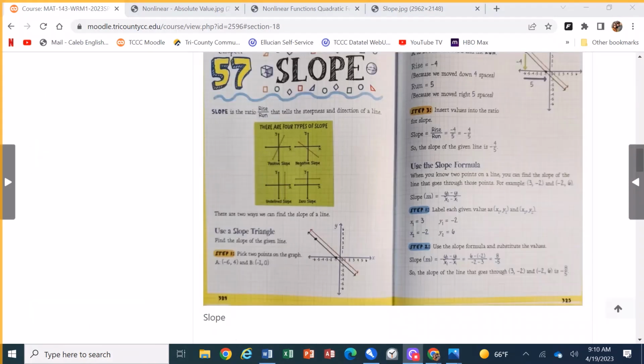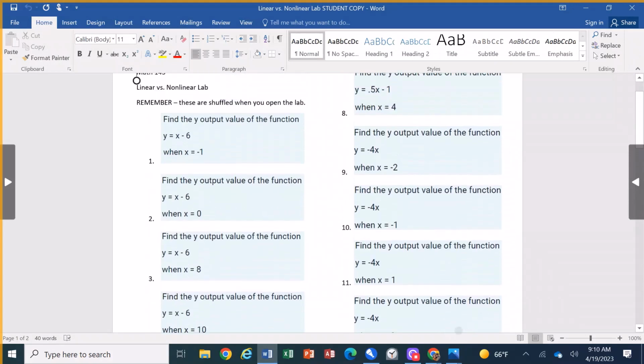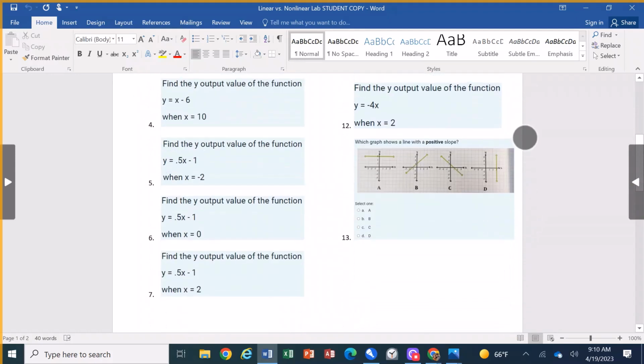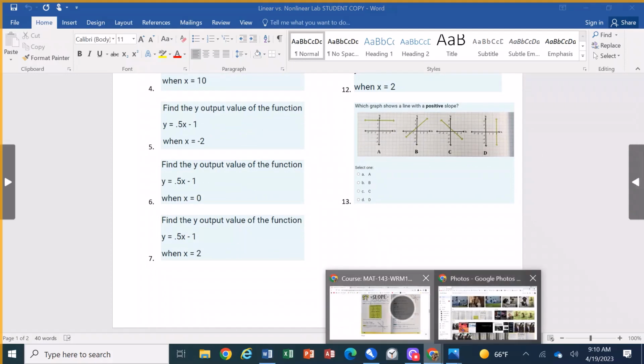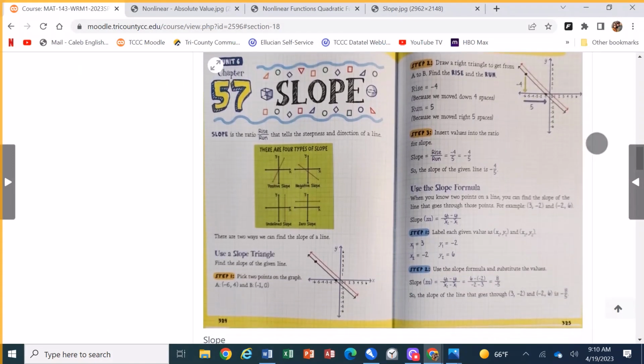So yeah, on the lab, again, remember it's going to shuffle them when you open it up, so they may not be in this order. You've got a lot of plug in X, find the Y, and then when you get to 13 and 14, where it's asking you about the different slopes, that is found right here on this block that says slope in this page right here.